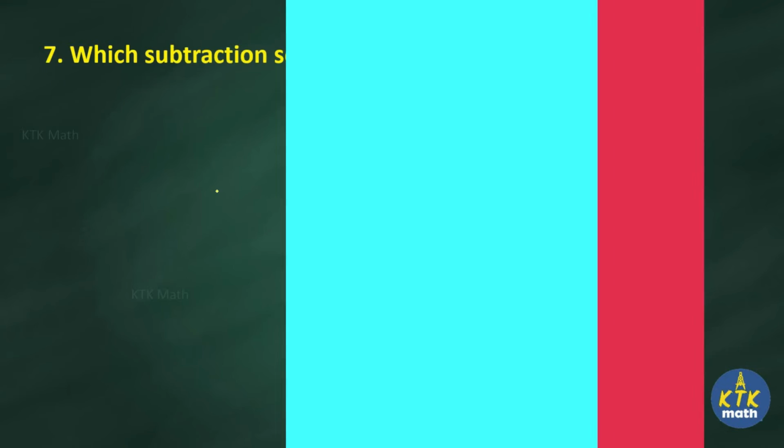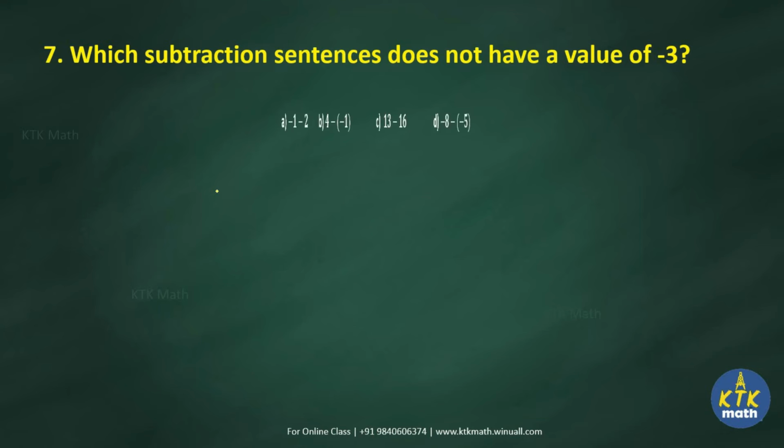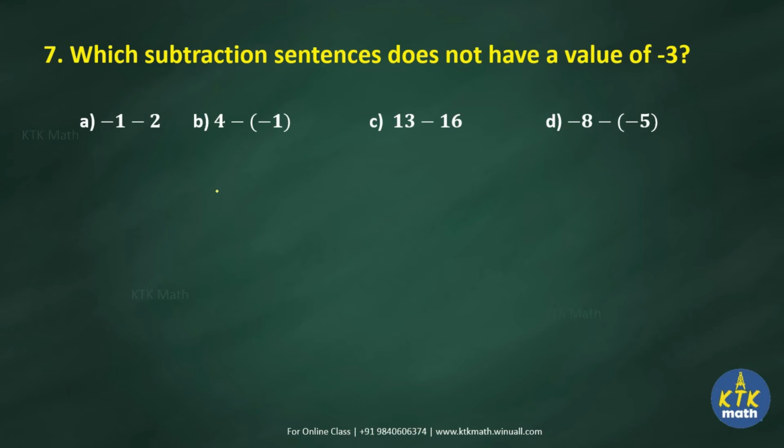Next, which subtraction sentence does not have a value of negative 3? Does not have a value. So you need to simplify all these and check which one does not have minus 3 as the solution. So you need to simplify each and every option. Negative 1, negative 2 is negative 3. As per our addition rule, if the symbols are the same, we add and keep the same symbol. So negative 1, negative 2 will give you negative 3.